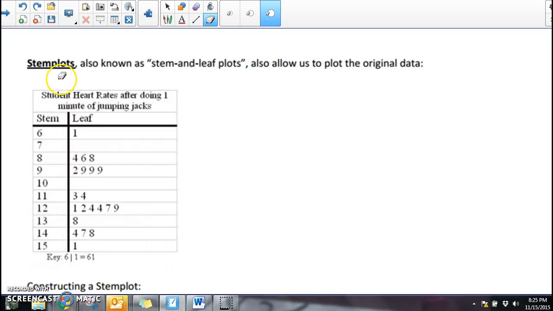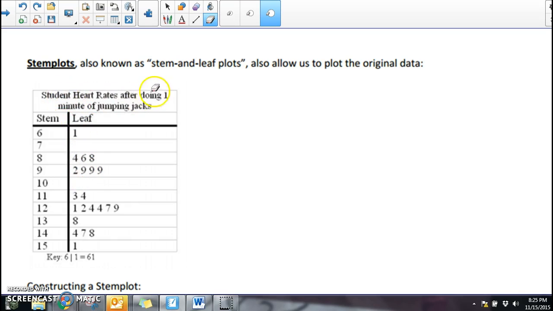The second graph you're going to look at is called a stem plot. It's also known as a stem and leaf plot from when you maybe were younger. Here's an example of a stem plot, and then I have the steps on your paper for constructing, so I'll explain it, and then we'll do an example of one.